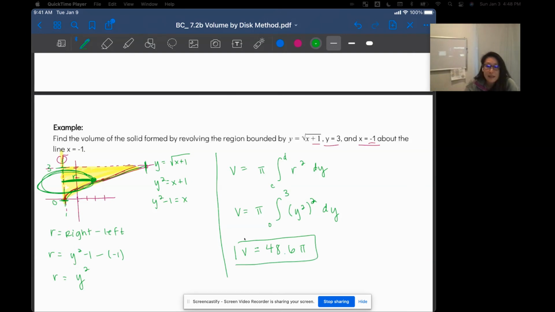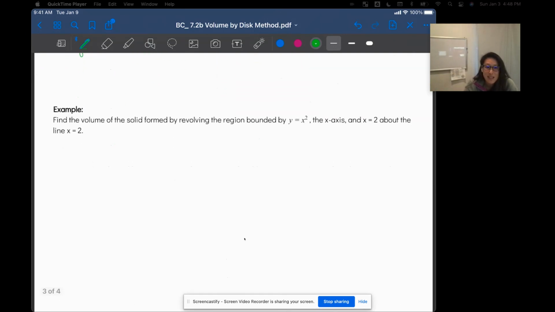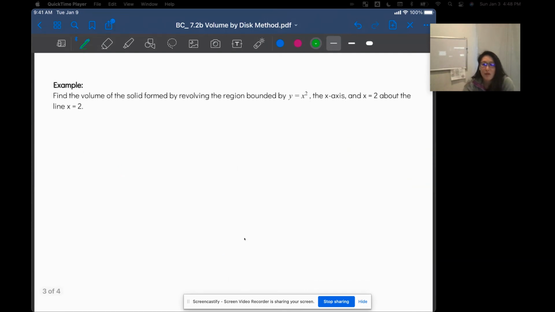All right, last one. Find the volume of a solid formed by revolving the region bounded by y equals x squared, the x-axis, and x equals 2, about the line x equals 2.